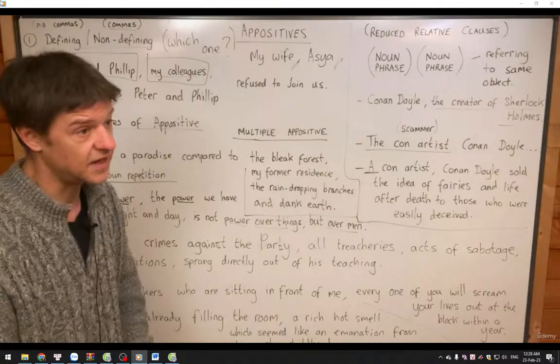So, a third way of punctuating appositives is starting with the indefinite article quite often, and then saying a con artist, comma, just one comma, and then Conan Doyle sold the idea of fairies and life after death to those who were easily deceived. And I would say that when you do it like this, it seems more like an adverb. It seems more like an absolute phrase. Have a look at the future classes on absolute phrases to see what I mean. But it seems more like an absolute phrase, giving you a comment on the whole rest of the main clause.